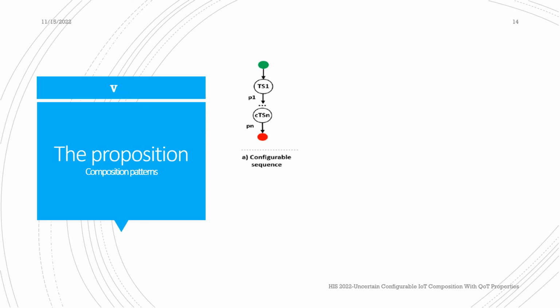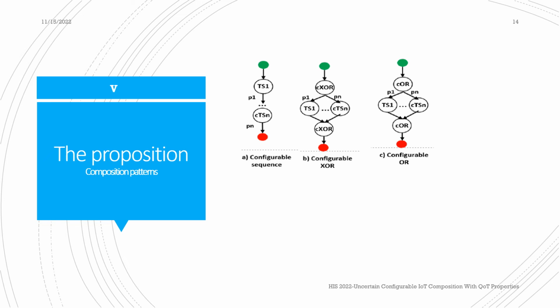So let's start with the configurable sequence, which consists of a set of primitives executed in sequence. A sequence may contain configurable and non-configurable primitives. The sequence could be active or blocked. For the XOR, it can be configured in sequence or in conventional XOR. This connector consists of two or more branches, and among these multiple branches, one and only one will be executed.